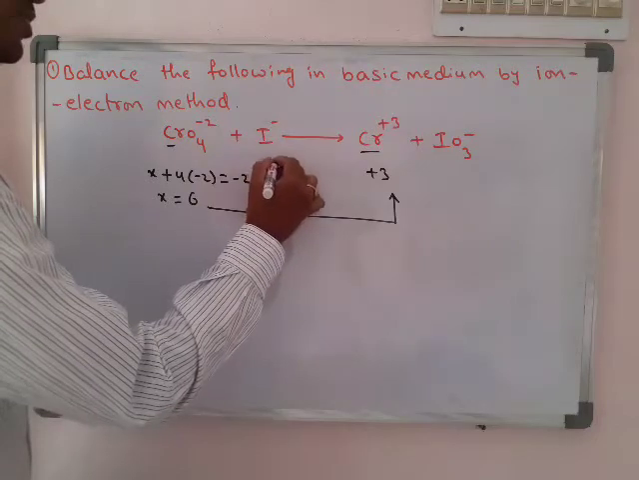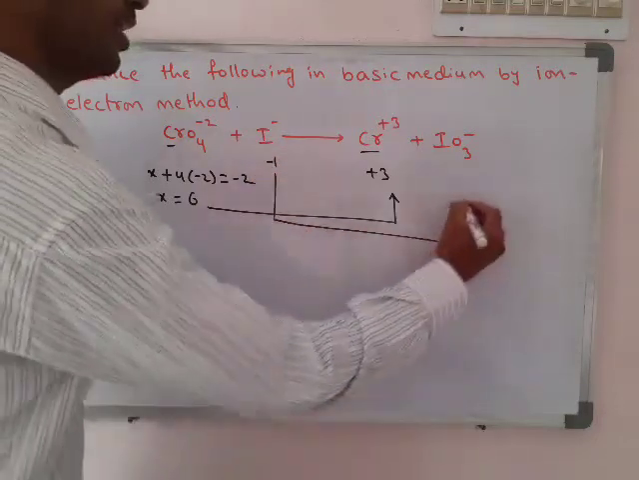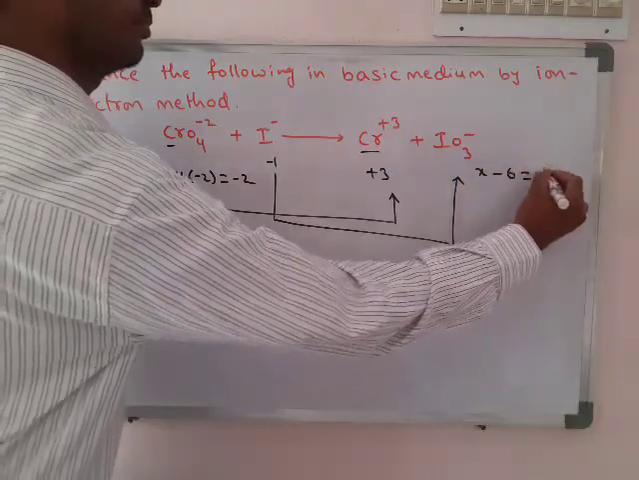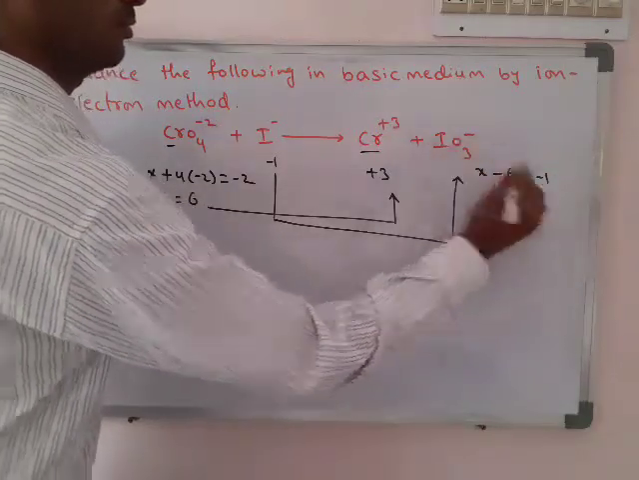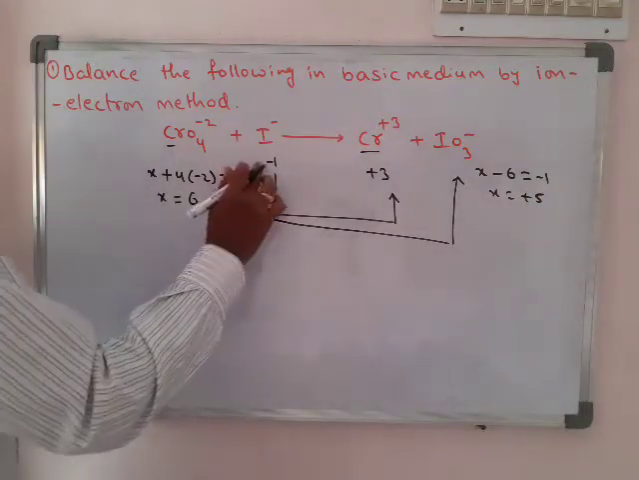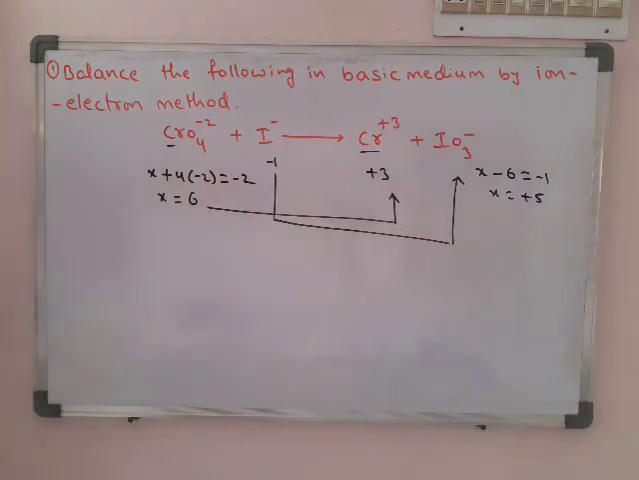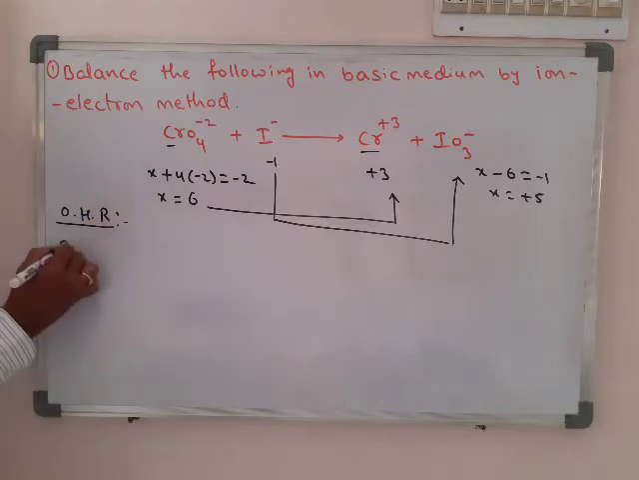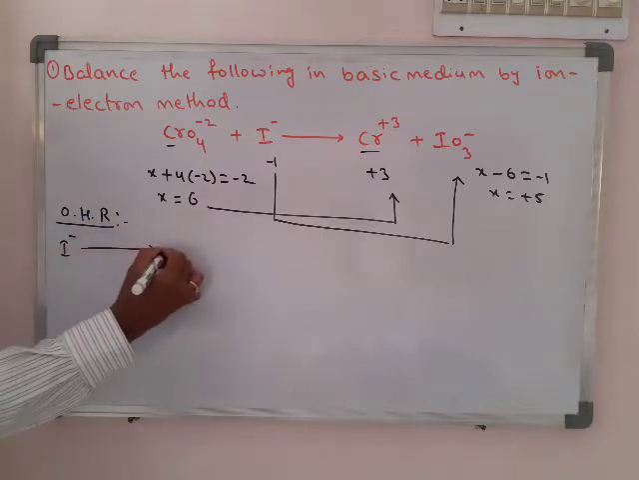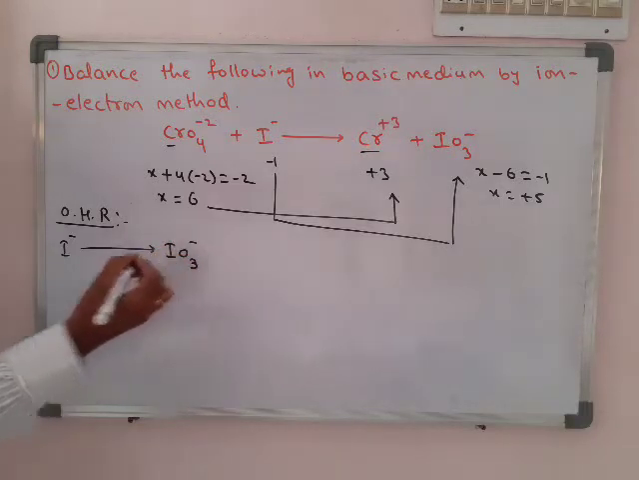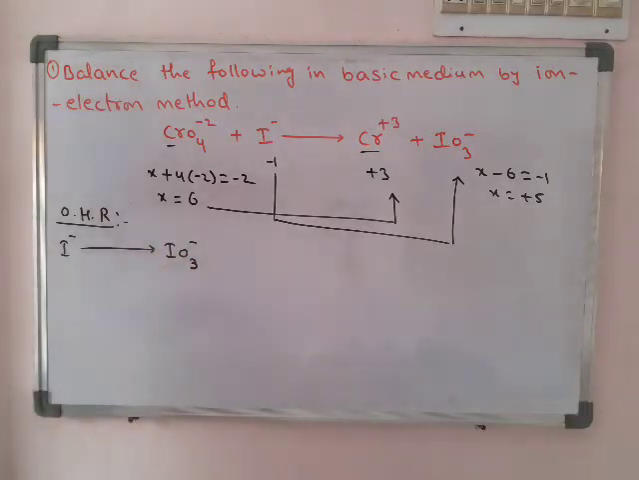Like here, I minus 1 is already given as minus 1. Next, what about the oxidation state of iodine in IO3 minus? It is plus 5. So minus 1 to plus 5 is oxidation. So the oxidation half reaction is I minus going to IO3 minus.